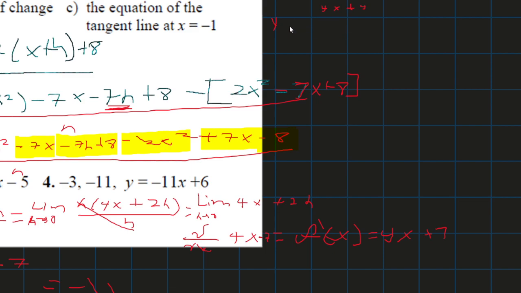And this would have been equal to 4x plus 15, which does not equal this. So something went wrong, or it's just me.